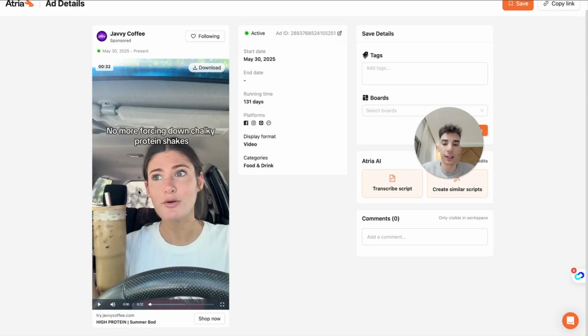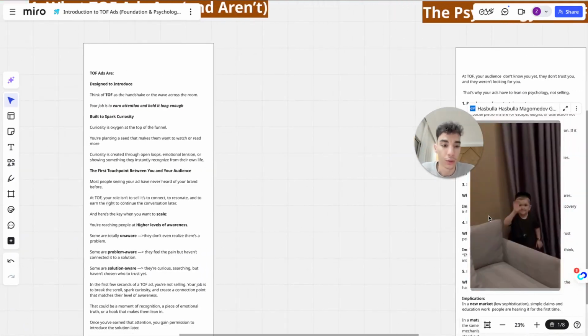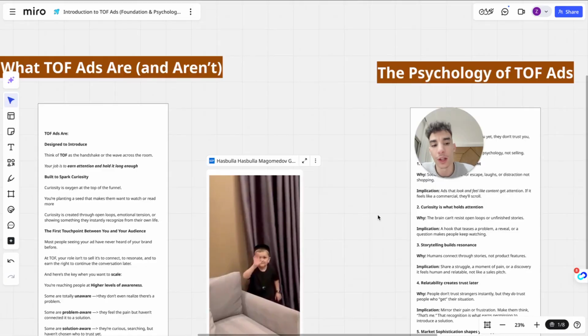Specifically, I think they probably found this hook from their avatar research, I'm just assuming, probably through Reddit or whatever research they're doing. They find somebody who quoted this: I feel like my protein is chalky. People describe protein as chalky, they don't like it because it's chalky, so use it as a headline. No more forcing down chalky protein shake. So they grab the attention, they introduce the problem, then they're going to be talking and educating, then introducing the products. So that's regarding the foundation, what top of funnel ads are.